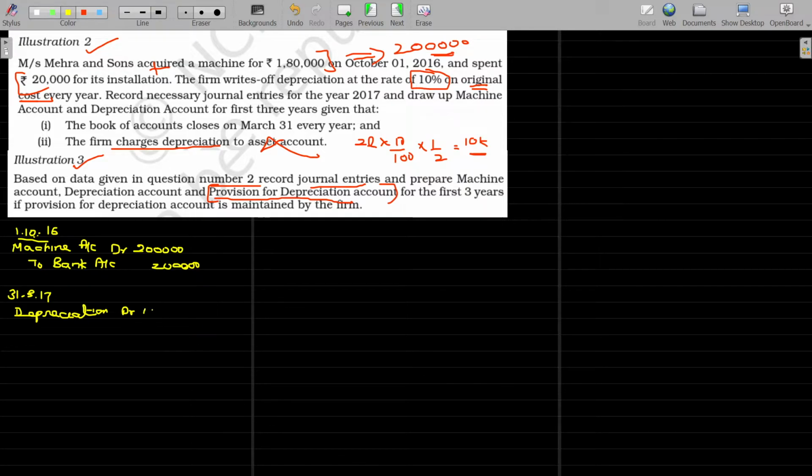Usually the depreciation should be adjusted in the asset account, but here it is not so. It will be accumulated in the provision for depreciation account. As usual, the depreciation will be transferred to the P&L account. I am transferring that here. So profit and loss account debit to depreciation, the value being 10,000. This one is over.